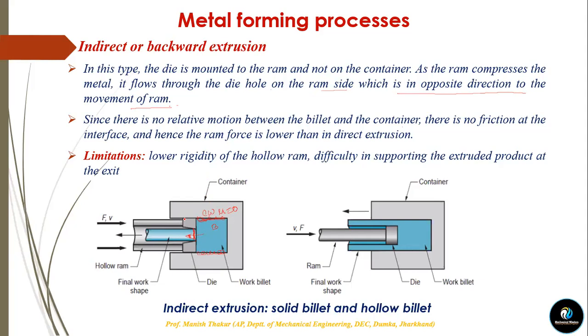The friction force कहाँ पे लगेगा? यहाँ पे die और container wall के बीच में लगेगा. This will be very less friction forces, right? ठीक है, तो यहाँ पे हम कह सकते हैं कि there is no friction at the interface between the container wall as well as billet surface, hence the ram forces will be lower than the direct extrusion. Can you write the ram forces will be less in the indirect extrusion than that of the ram force in the direct extrusion, right?